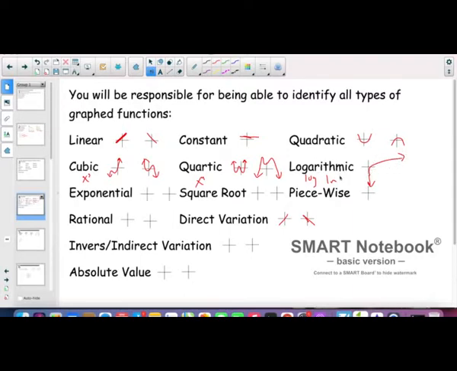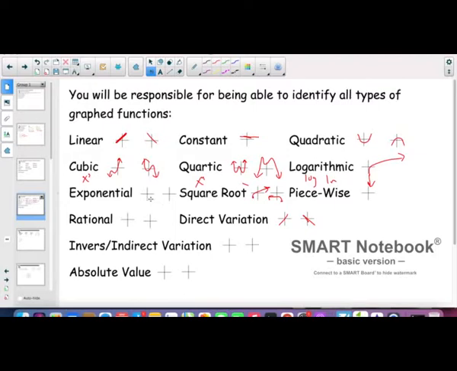Now let's talk about the difference between a square root function and a logarithmic function. In a square root function, you will have a specific point where the square root function begins, and then it will go on forever in the other direction. This would also be considered a square root function, but it does definitely end at the point where it begins. So it does not go on forever in both directions like the logarithmic would.